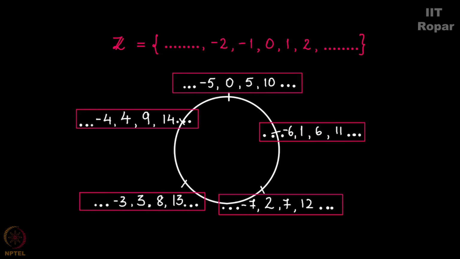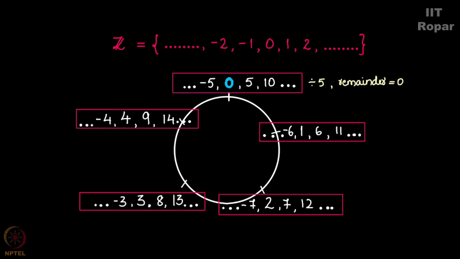What happens in the first box, 0, 5, 10, -5, and so on? When I divide these by 5, what is the remainder? It is 0. If I divide 0 by 5, remainder is 0. If I divide 5 by 5, remainder is 0. All these integers, if I divide by 5, remainder is 0. What I'm going to do is highlight 0 here.